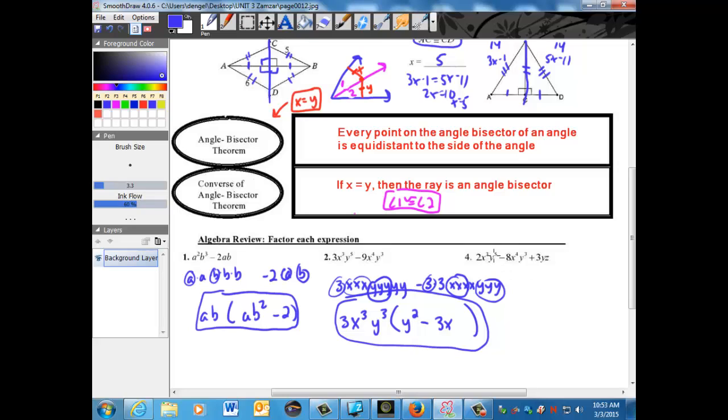Alright, then on problem 4, these only share a y. We have a y, so we're just going to pull out 1 y. 2x, 3, y, I believe that's a 3, or it might be a 5, so I'll put y to the 4th, minus 8x, 4, y, 2, and then plus 3z, and that would be our answer.